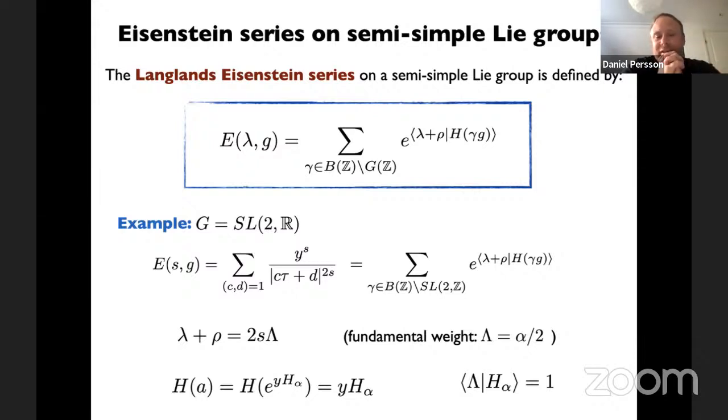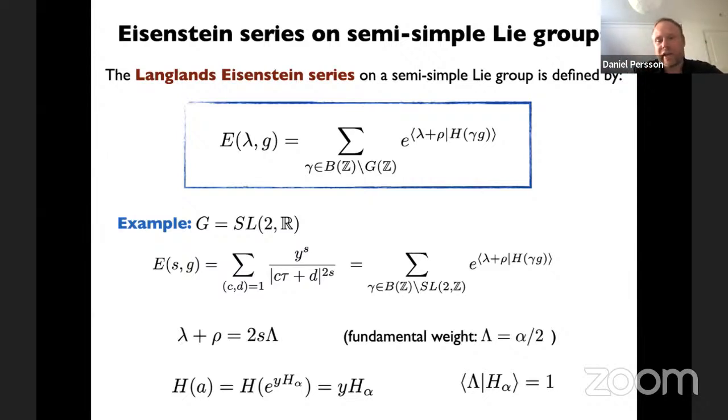So for the object that we talked about before, the SL2R Eisenstein series, you can quite easily see that this reduces to that expression if you pick lambda plus rho is 2s times capital lambda. Capital lambda is the fundamental weight of the simple root of SL2. Then the action of this logarithm map will just amount to y times h alpha, where h alpha is the Cartan generator corresponding to the simple root. And then you take the pairing of the weight and the Cartan element. In this case, it's just 1 because lambda is the fundamental weight.